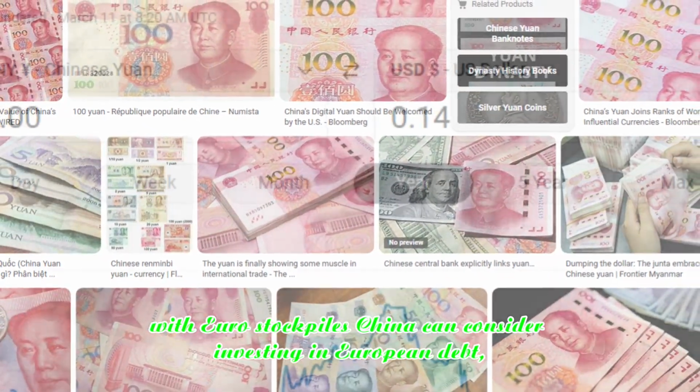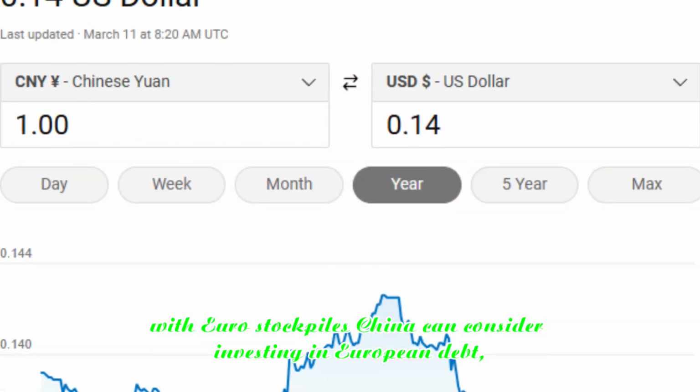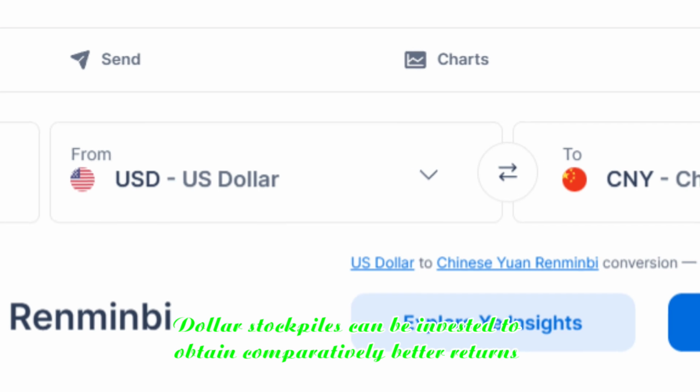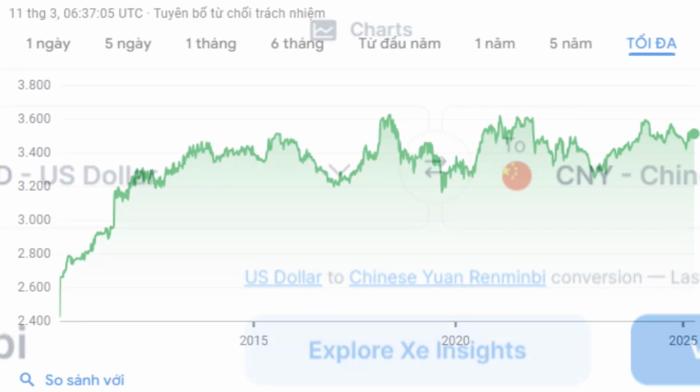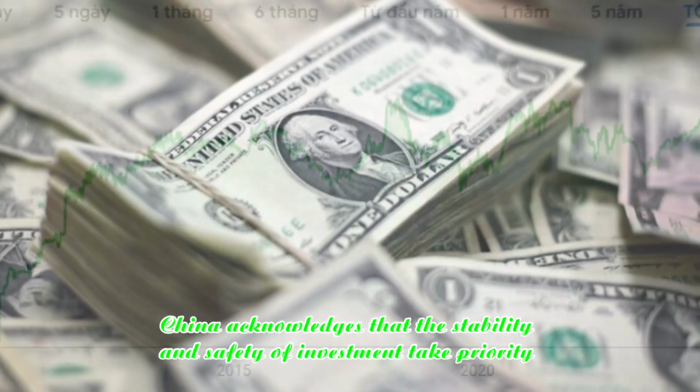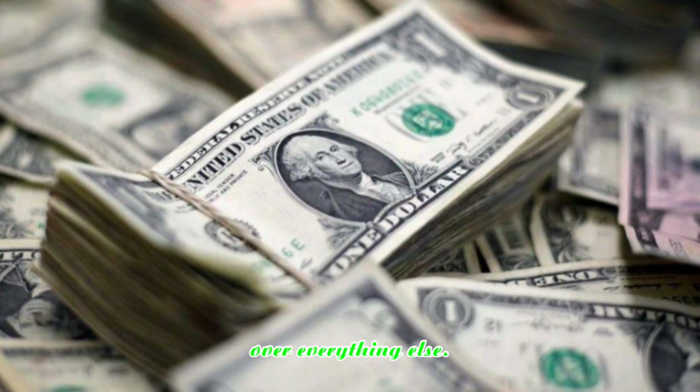With euro stockpiles, China can consider investing in European debt. Possibly, even US dollar stockpiles can be invested to obtain comparatively better returns from euro debt. China acknowledges that the stability and safety of investment take priority over everything else.